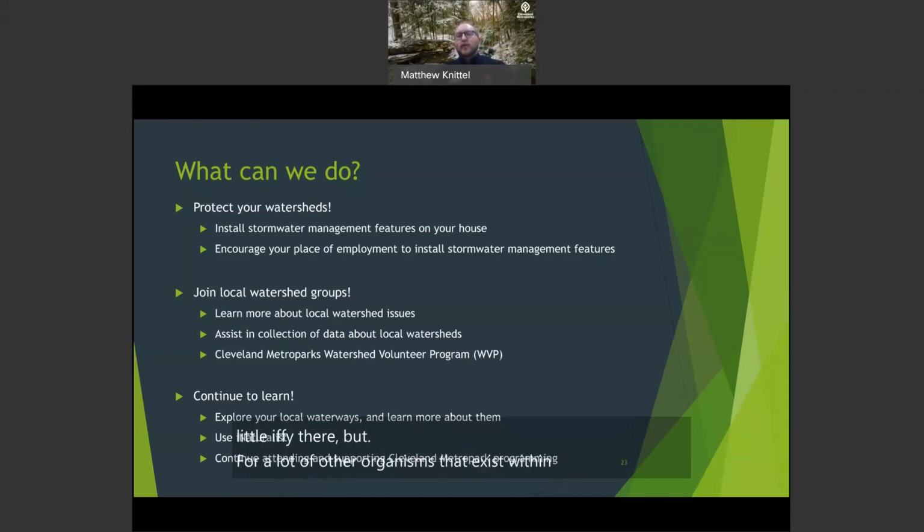So that way you can learn more about what's in your watershed, and you can become more connected with it and be able to speak more about it when you are speaking to people. So protecting your watershed, joining those local groups if you can, and continuing to learn is always a great thing that you can do to help improve the quality of our streams and our environments.